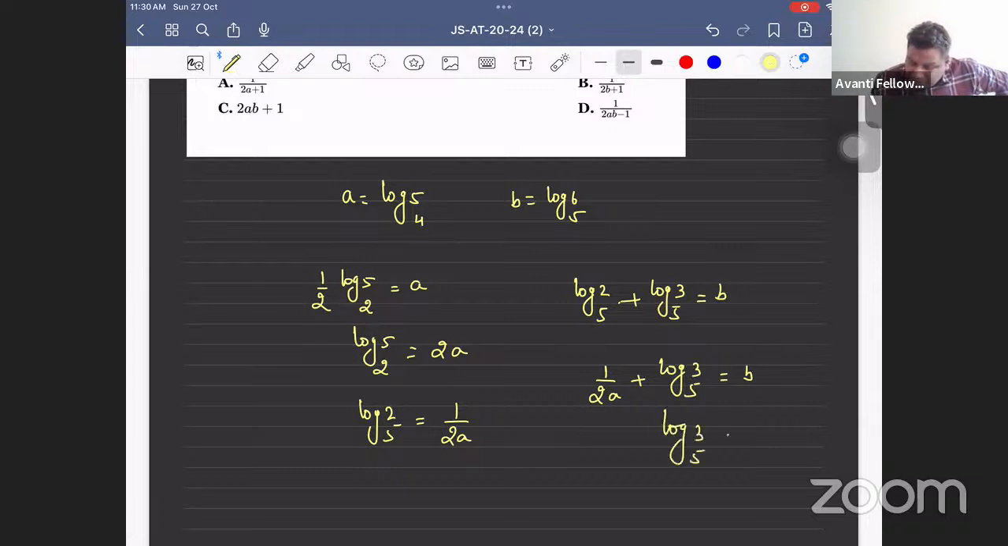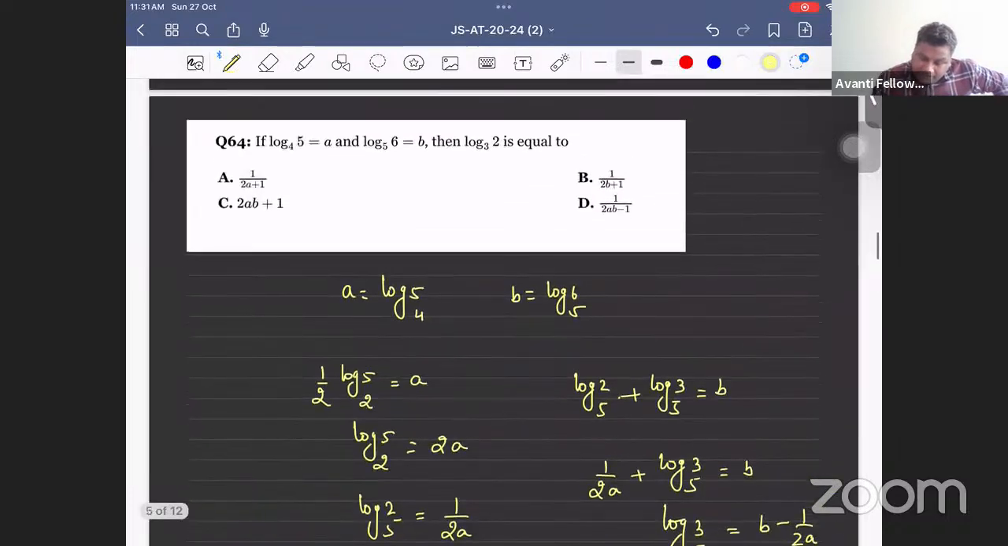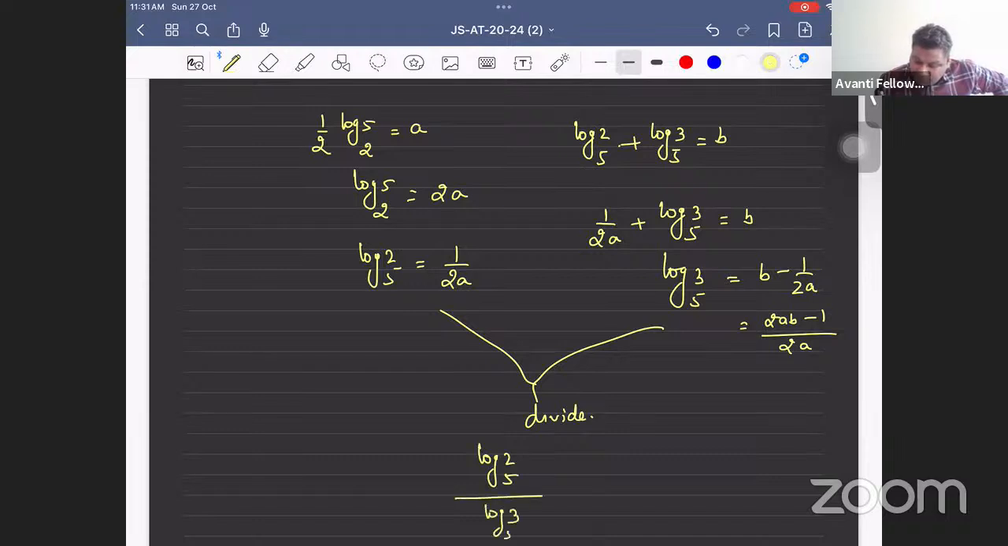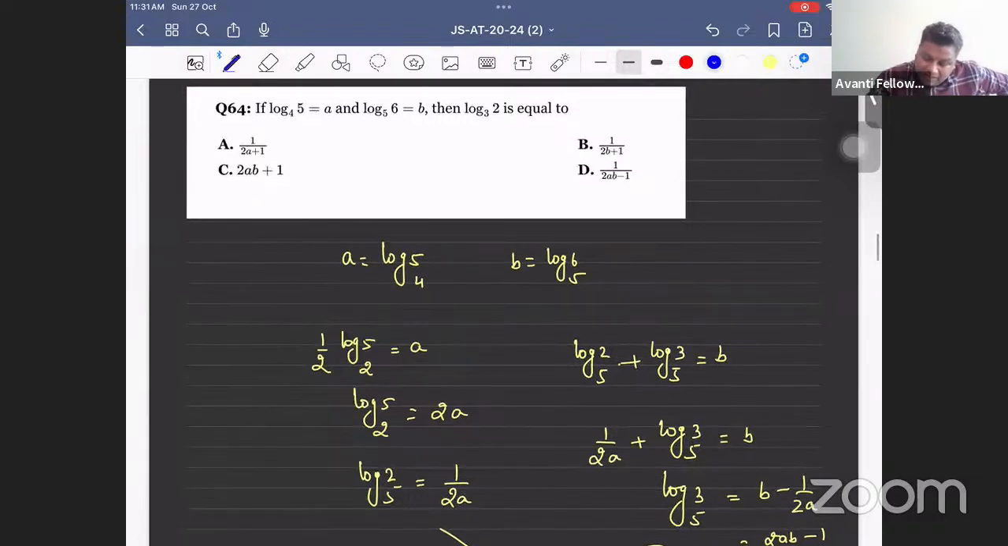So log 3 base 5 is (B minus 1) upon 2A, that is (2AB minus 1) upon 2A. They are asking for log 2 base 3. Now you divide both of them. So log 2 base 5 upon log 3 base 5 is 1 by 2A divided by (2AB minus 1) upon 2A. So 1 upon (2AB minus 1). This is the answer, 1 upon (2AB minus 1).